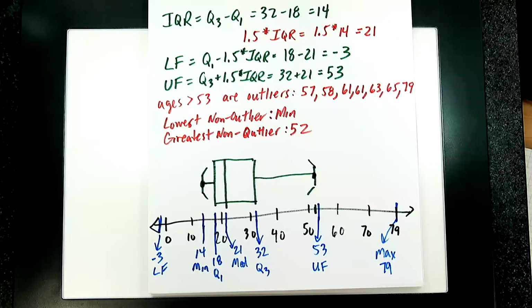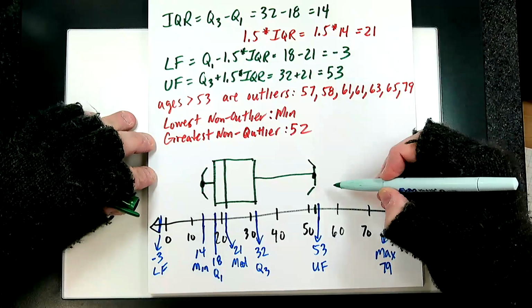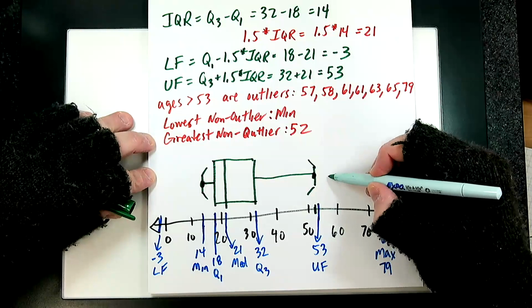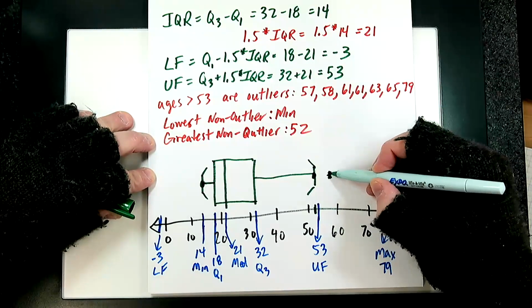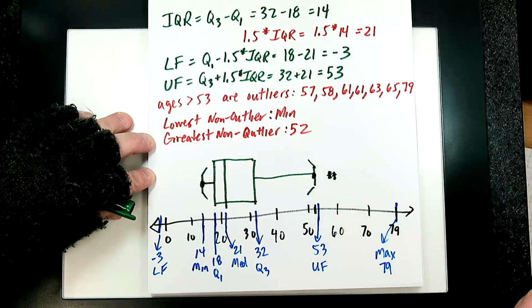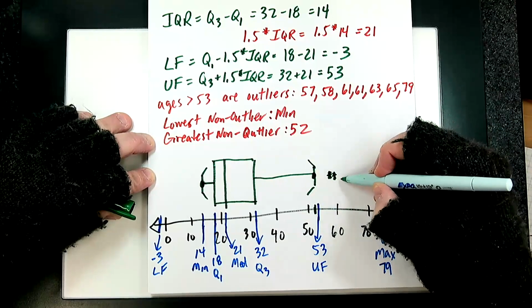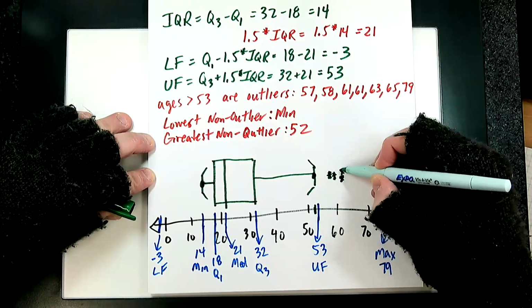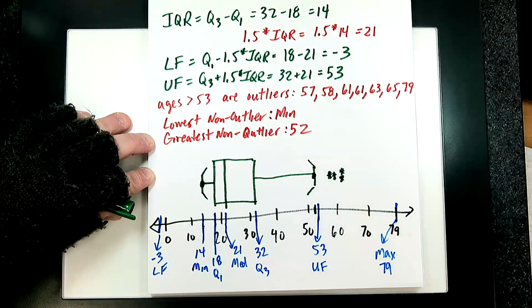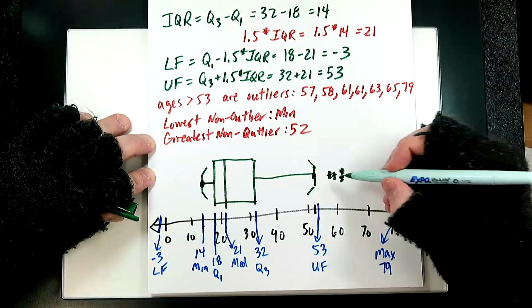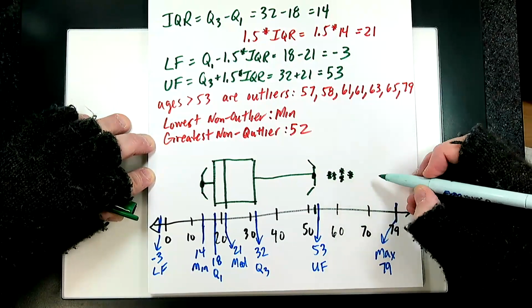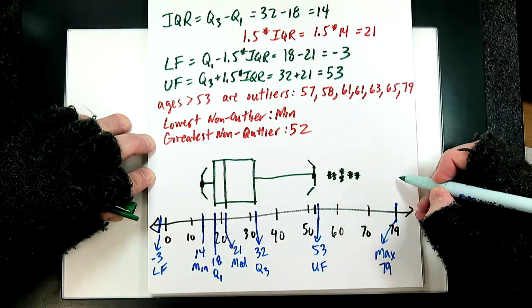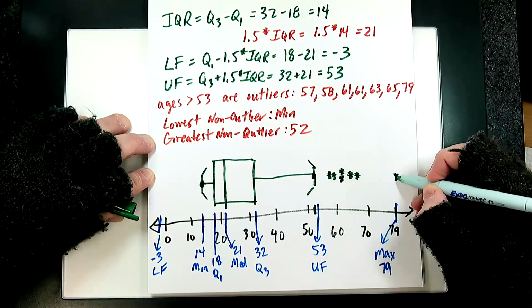All right, so now we look for the outliers. The outliers are at 57 and 58. That's about 57, that's about 58. 61, I don't know, there's two of them. I'll stack them. You could just do one. 63 is pretty close to that. 65 is pretty close to that. And then 79 is way over here.